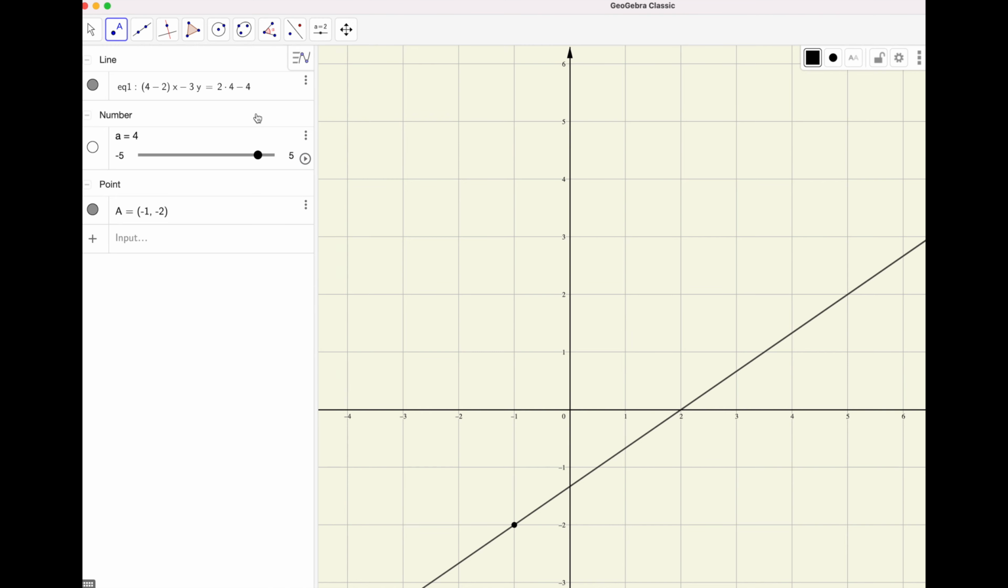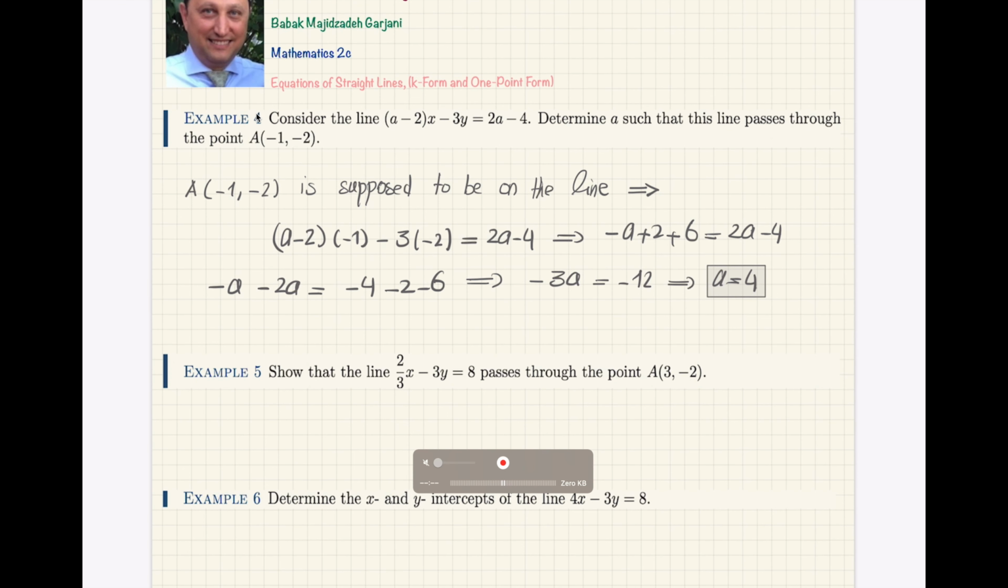So if I ask you, is this an equation for one line? You would say no, because by giving different values for this a, I will have different lines. I have infinitely many choices for a, so it means that I am facing infinitely many lines. Among all those infinitely many lines, I want to choose that particular line that passes through this point. I just simply calculated it, and I confirmed this calculation simply by GeoGebra. Is that understandable for everyone?